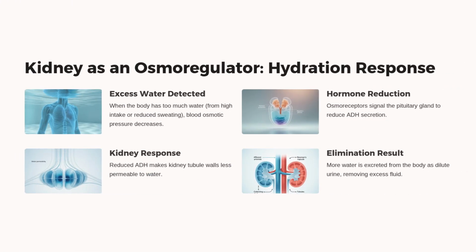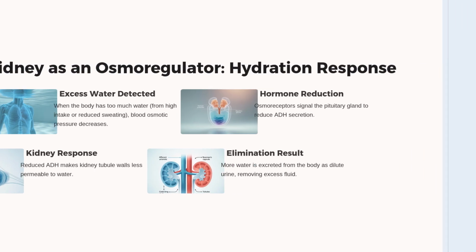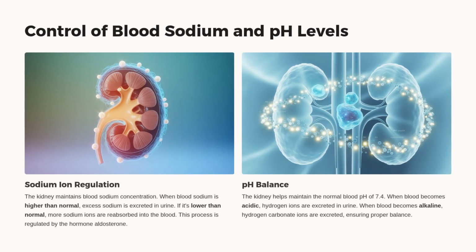Kidney as an osmoregulator. Hydration response. Excess water detected. When the body has too much water, from high intake or reduced sweating, blood osmotic pressure decreases. Kidney response. Reduced ADH makes kidney tubule walls less permeable to water. Hormone reduction. Osmoreceptors signal the pituitary gland to reduce ADH secretion. Elimination result. More water is excreted from the body as dilute urine, removing excess fluid. Control of blood sodium and pH levels.